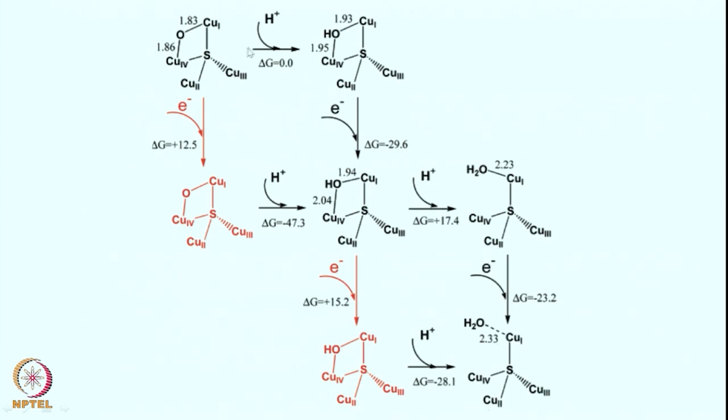As you can see, this perhaps is the preferred pathway. The other pathways involved are a little more energy demanding, perhaps therefore this ET, PT, electron transfer, proton transfer, pathway perhaps is not favorable and likely not happening. So, proton transfer, electron transfer, proton transfer, electron transfer perhaps is the pathway that is happening. This is what computational studies are suggesting.